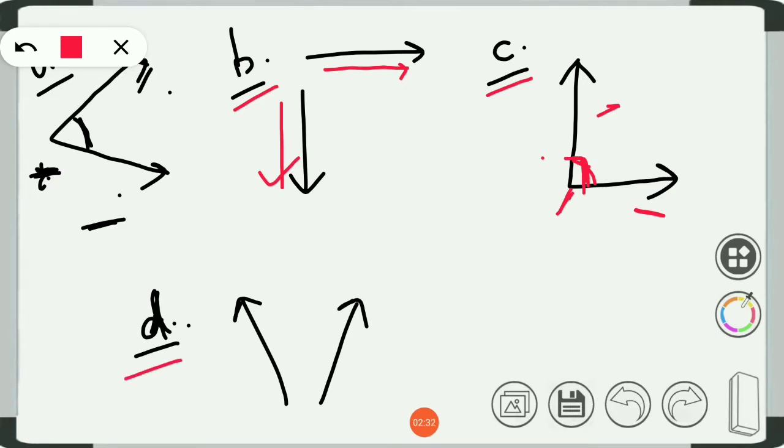And now D: this ray is different and this ray, they do not interconnect with each other. They do not have a common endpoint. So it does not represent an angle. A and C represent an angle. B and D do not represent an angle.